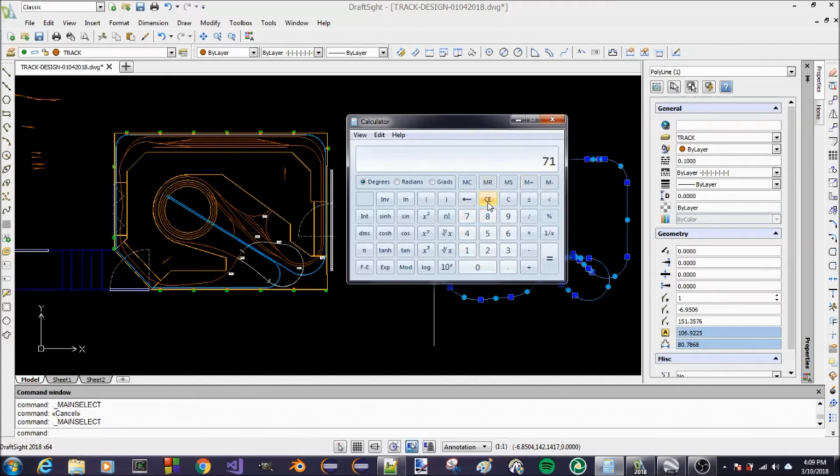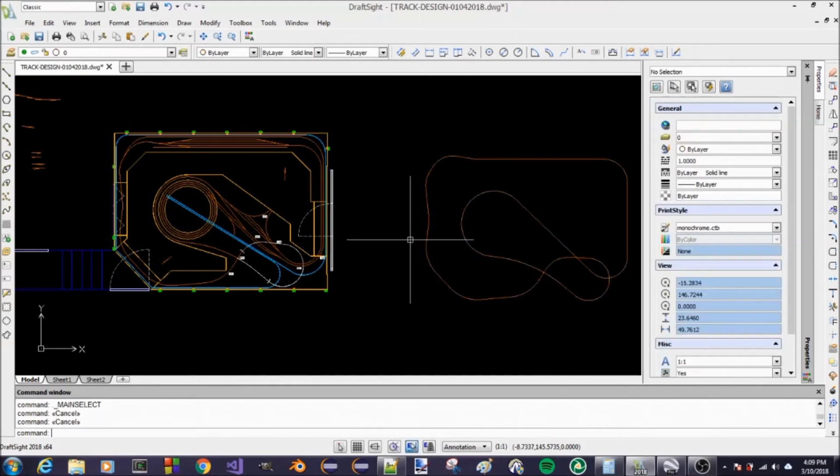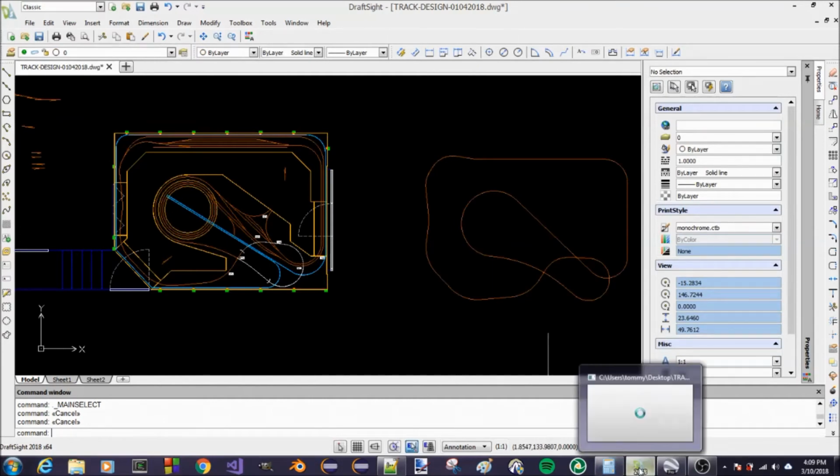So if we take 71 and multiply that times 87, that gives me 6177. Divide that by 5,280. It's about one, we'll round up and say 1.2 miles. So for the upper level, probably about the same. So we're looking at about 2.4 miles.